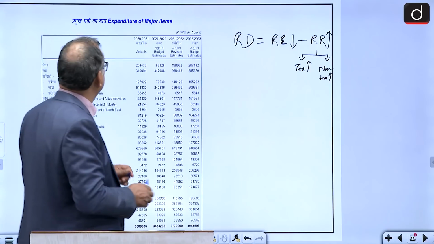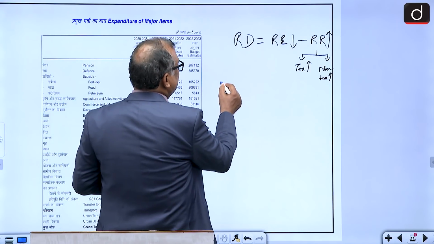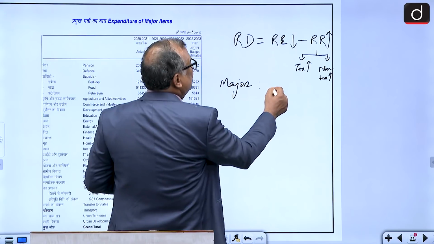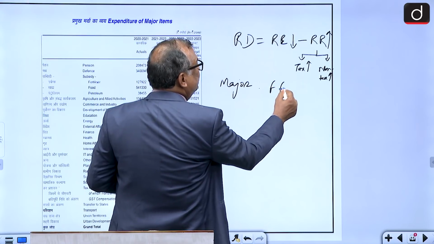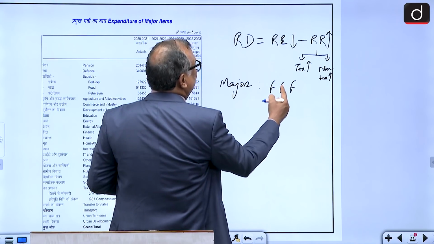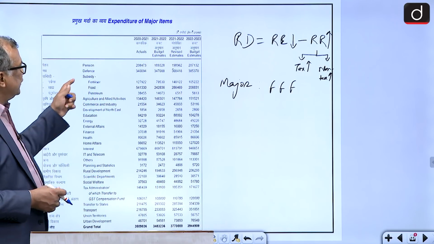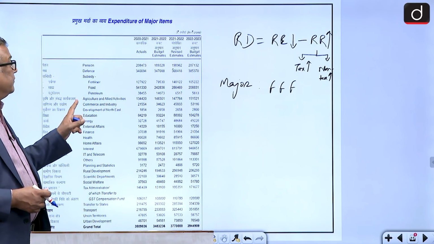Subsidy, major subsidy. Three expenses are called major: food, fertilizer, fuel. 3F. Fertilizer, food and petroleum, meaning fuel.